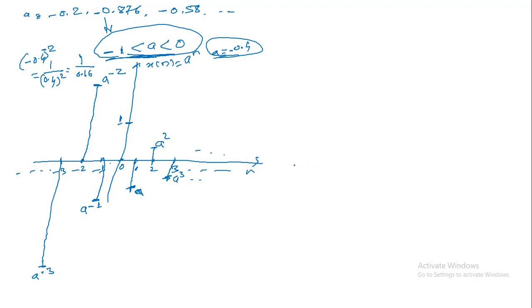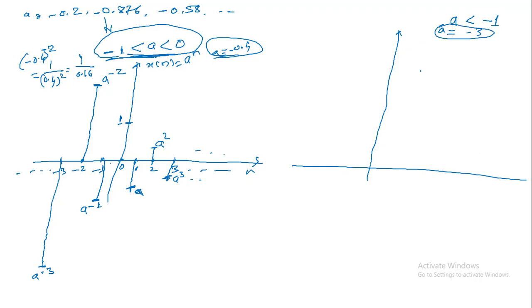Now let's look at another condition. This will be our last condition. There we are considering the value of a less than -1. Less than -1 means a can be -2, -3, or it may be -2.25, -5.56, any value. So I can consider any value of a which is less than -1. If I'm considering a is equal to -3, just for example.